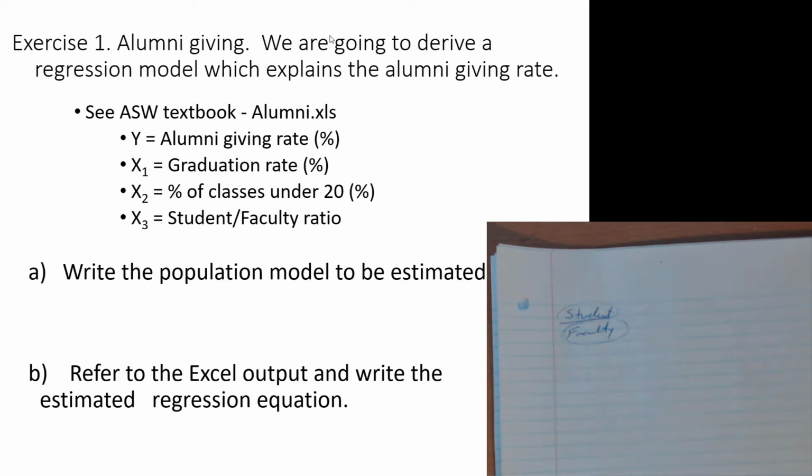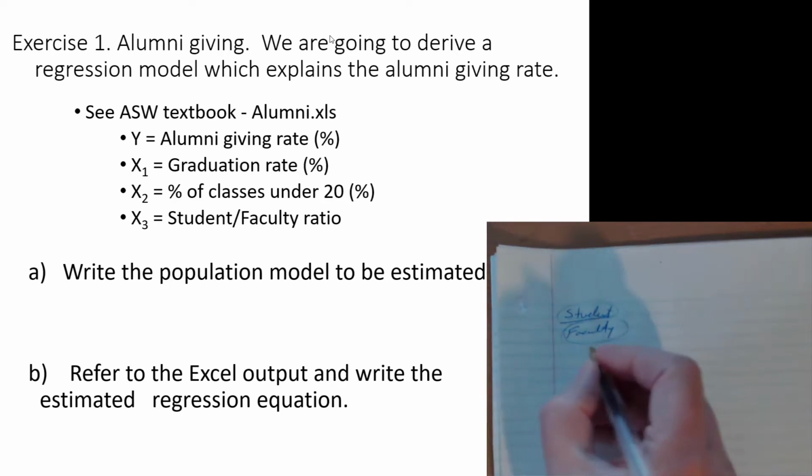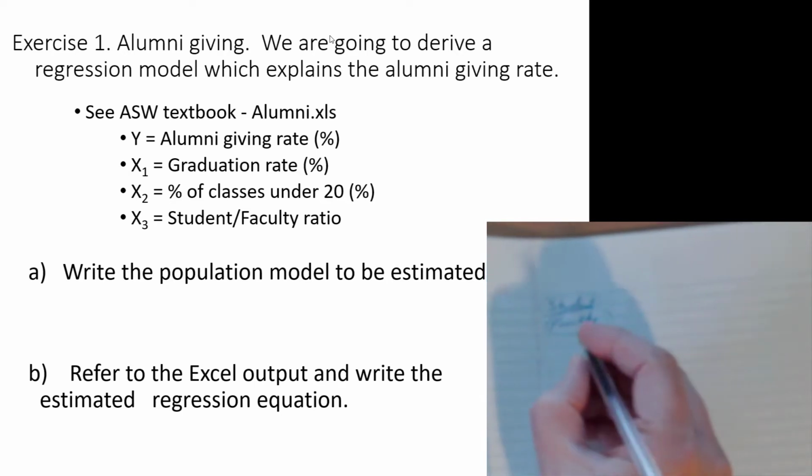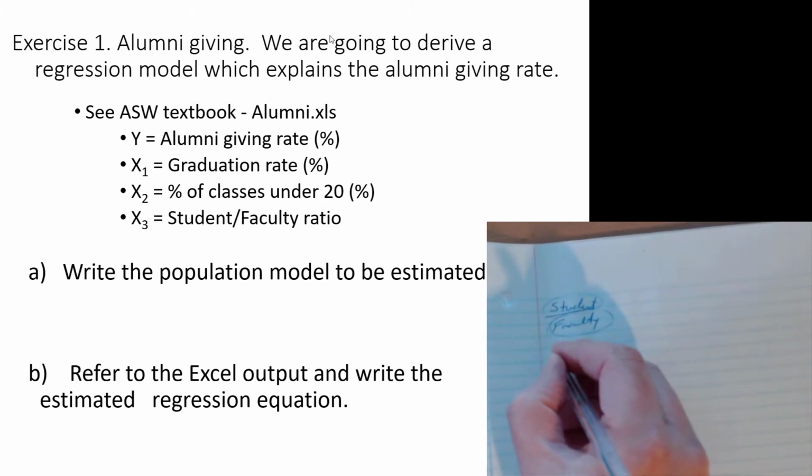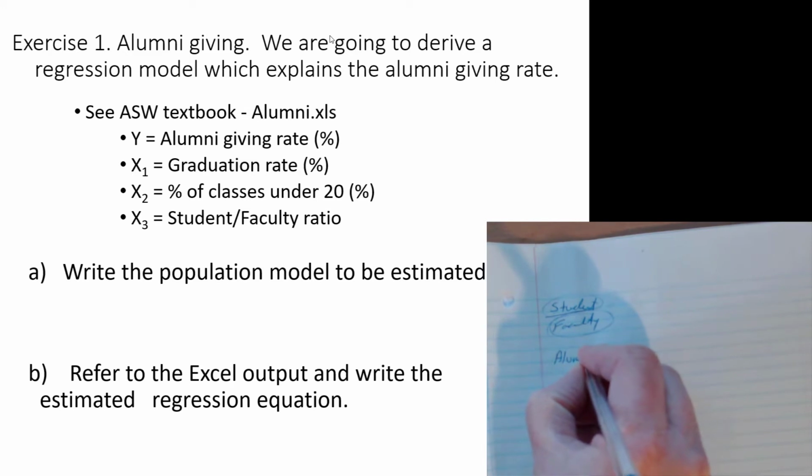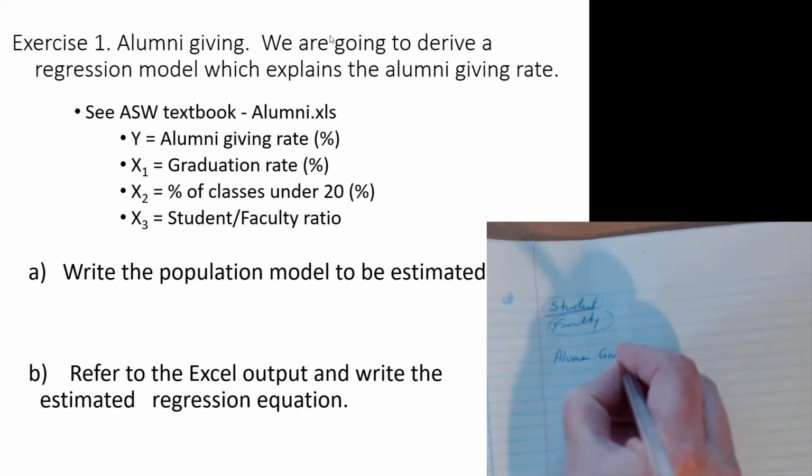So in essence, when we write the population model to be estimated, we don't even need any output. We don't even need to have gathered any data. We just have a brief action plan as to what we want to do. And our brief action plan is that we want to predict alumni giving.